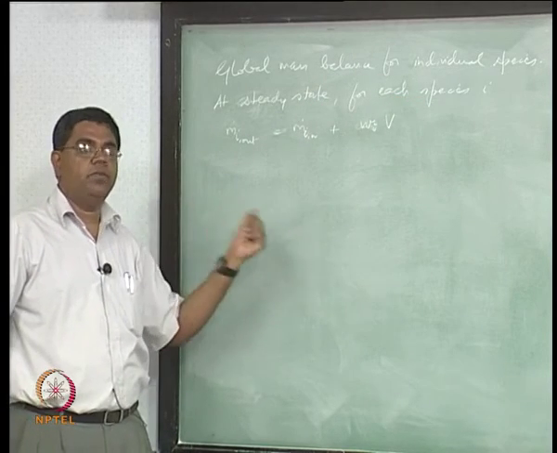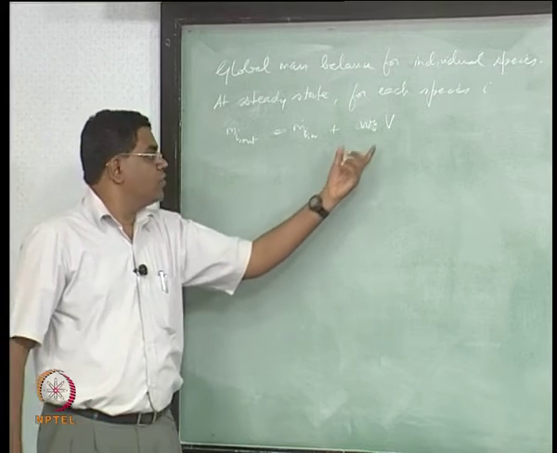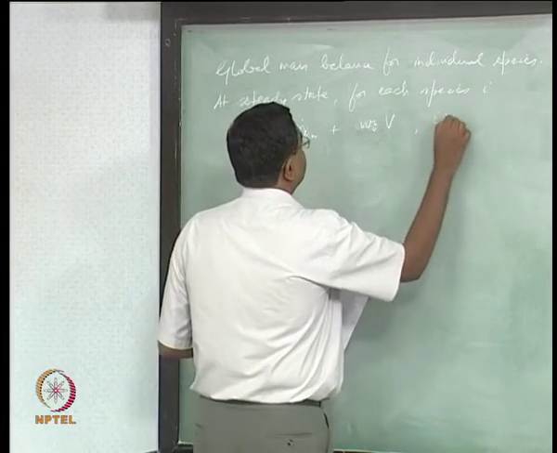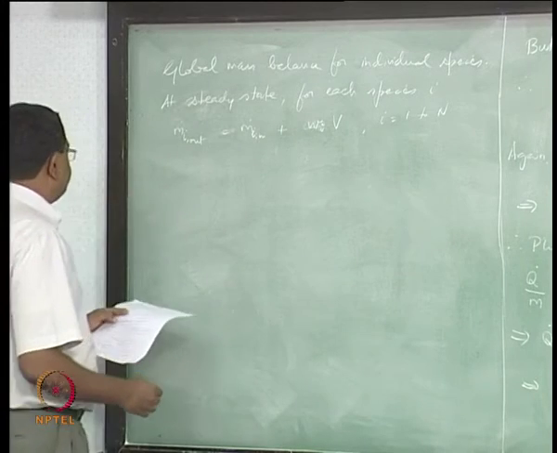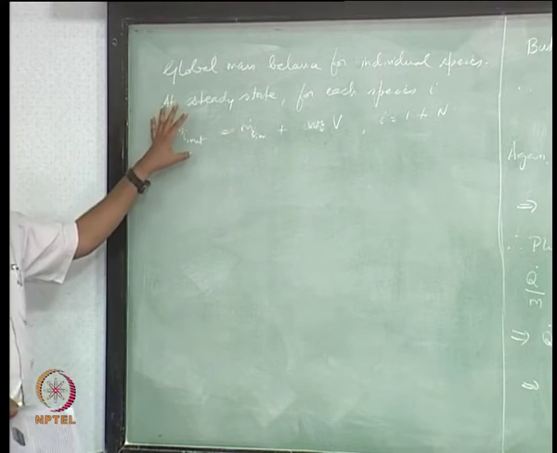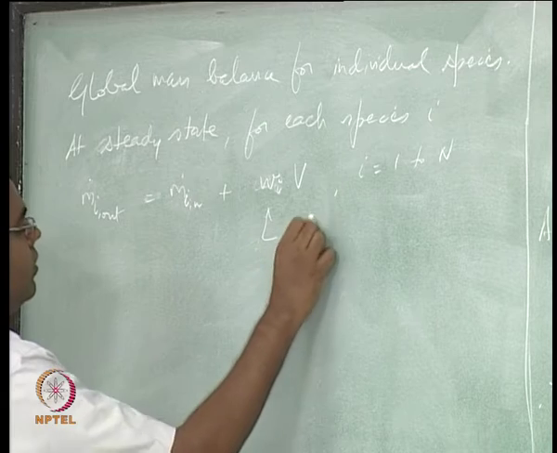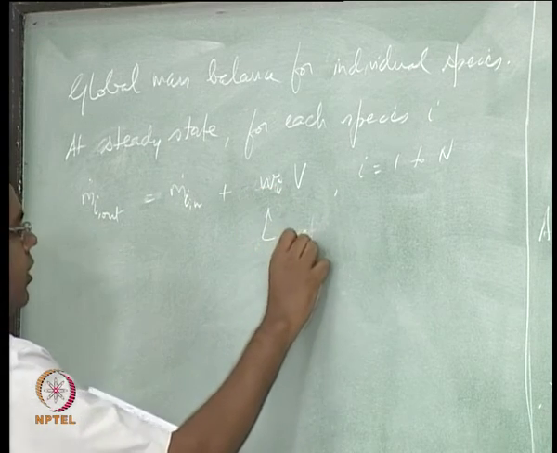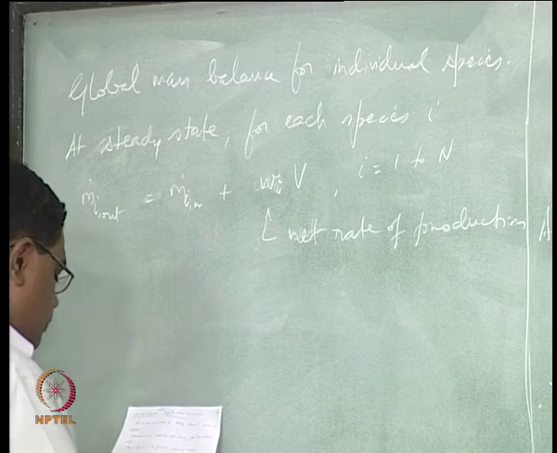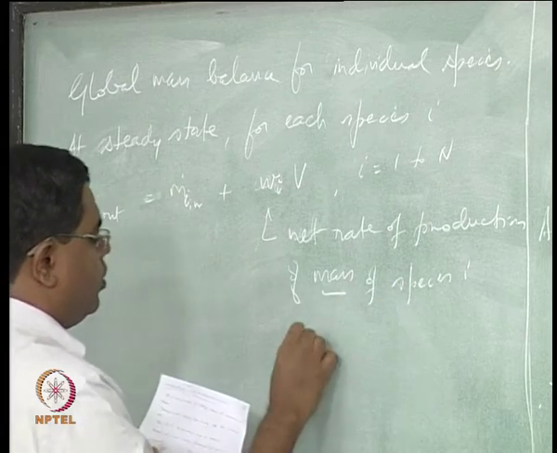This now is actually for a particular species. If a species is a reactant and it's going to get consumed, this is going to be negative, so you're going to get less of it when compared to what went in. So strictly speaking, we should say this is i equals 1 to n, and keep in mind this is a dot here. That means these are rates. So we are looking at something like kilograms per second. Okay, w i then is the net rate of production of mass of species i per unit volume.